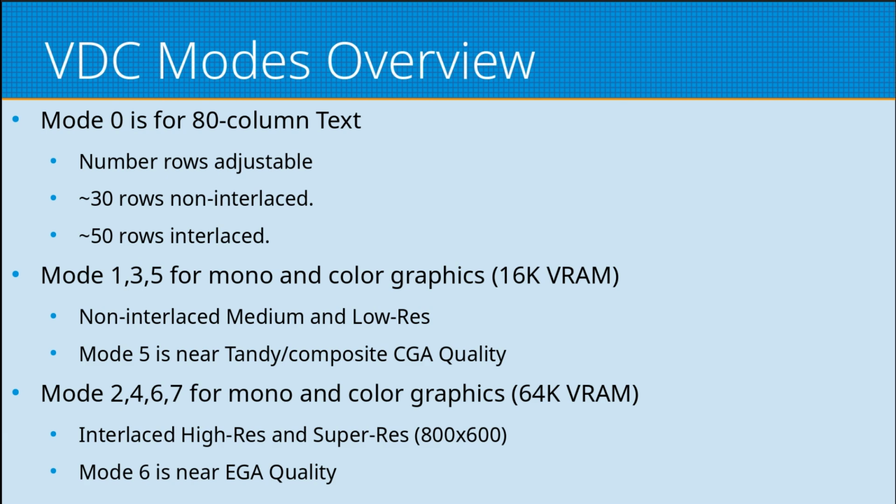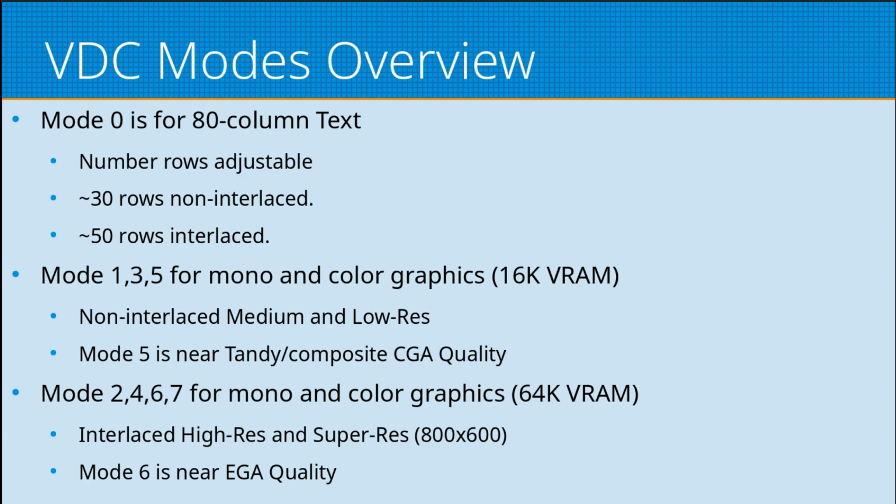By way of brief overview to the graphics modes 1 through 7, first you should understand that modes 1, 3, and 5, what I call the medium and low resolution modes, all require only the standard 16 kilobytes of video RAM. They're all non-interlaced, as opposed to modes 2, 4, 6, and 7, all of which require 64K of video RAM, and all of which are drawn in interlaced mode. So 1, 3, and 5 are the lower resolutions. 2, 4, 6, and 7 are the higher resolutions.